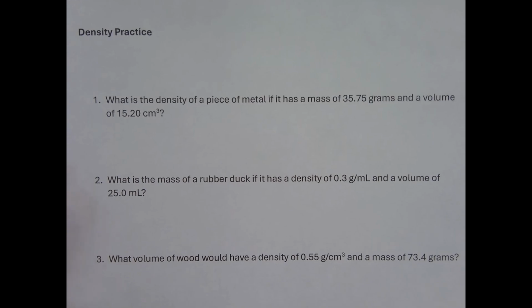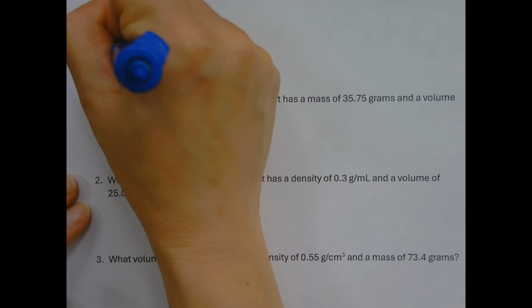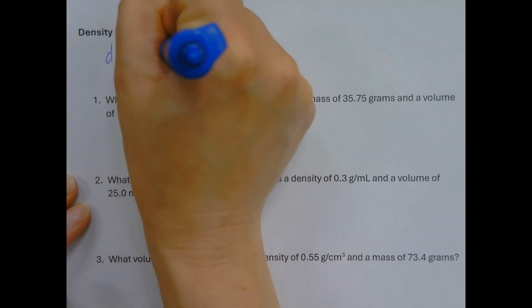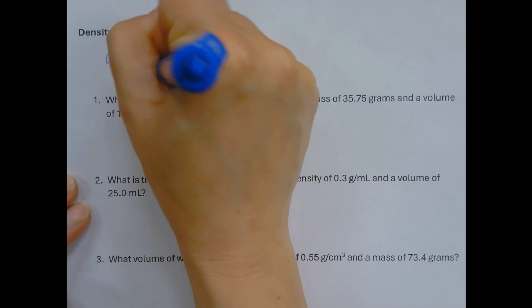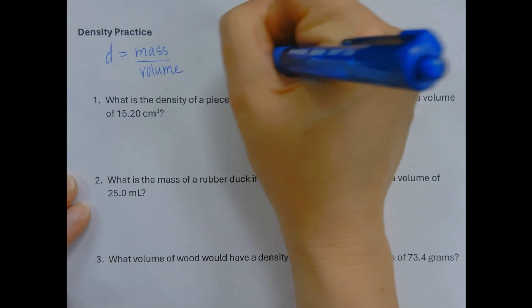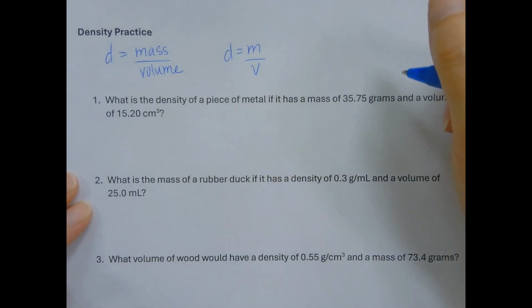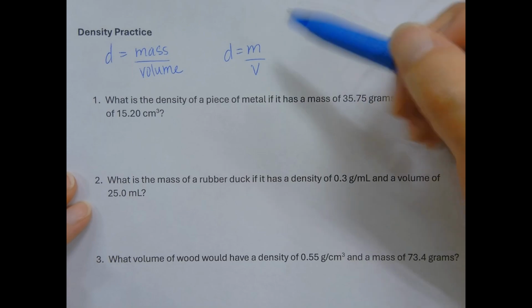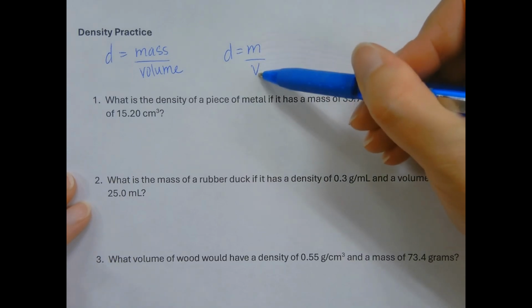All right, let's take a look at some density practice. The first thing I'm going to do is write out my equation. So density is mass over volume, okay? Or D equals M over V. So if you're solving a problem and you're given the mass and the volume, you can divide them to find the density.